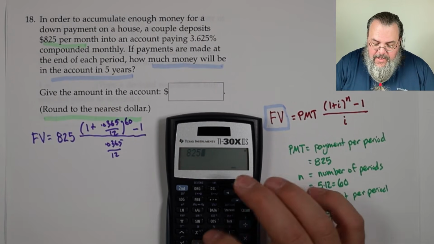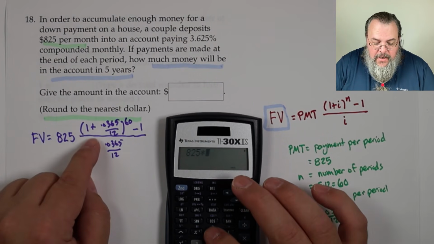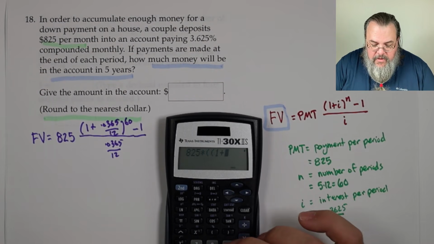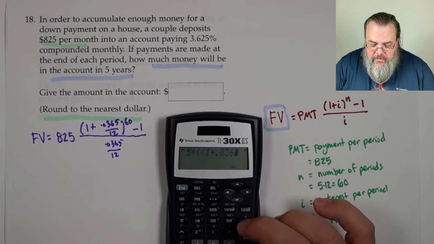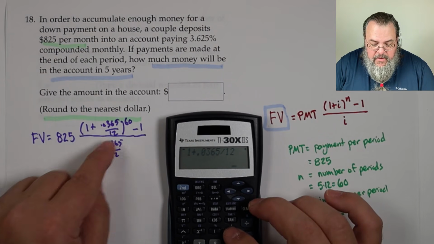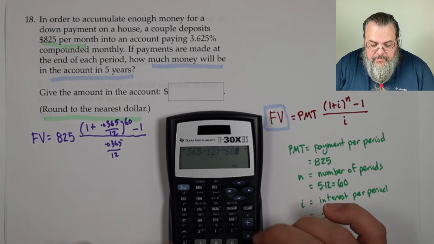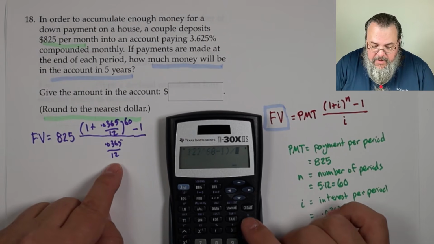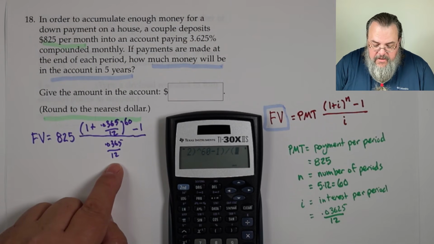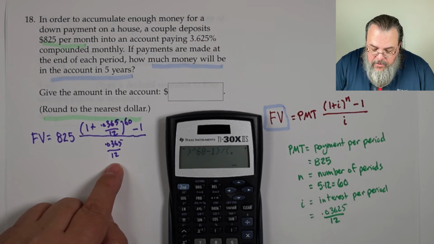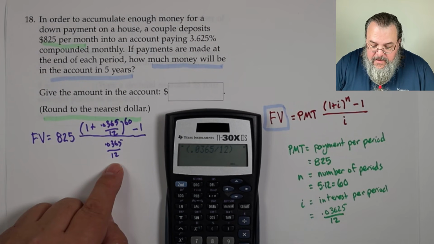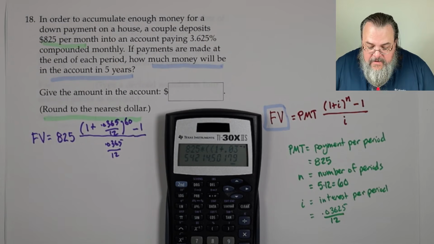So 825 times, and I like to use lots of parentheses here. So parenthesis, 1 plus 0.0365 divide by 12, to the power 60 minus 1, parenthesis. That's the top. Divide by, and I'll put parentheses again, 0.0365 divide by 12. And that gives us a number.